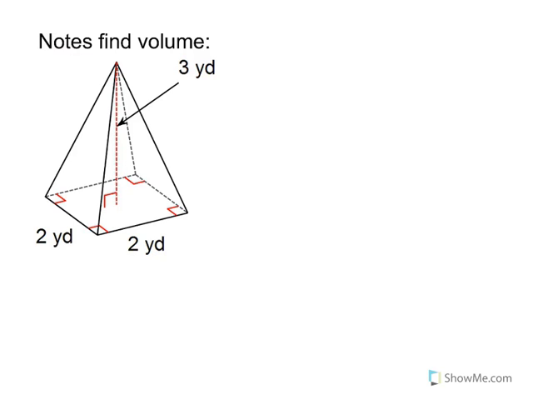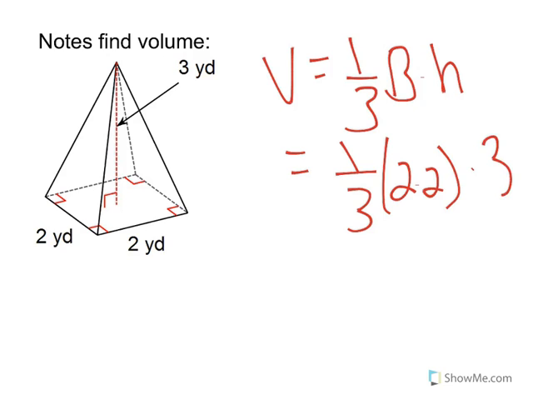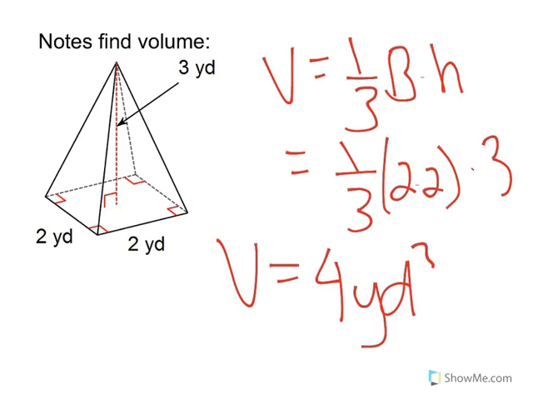So let's look at an example of finding the volume of this pyramid. This would be a square pyramid, which means our base is a square. So our volume formula is 1/3 capital B times H. So 1/3, our base area would be 2 times 2, because it's a square, and then the height of the whole pyramid would be 3. So our volume for this pyramid would be 4 yards cubed.